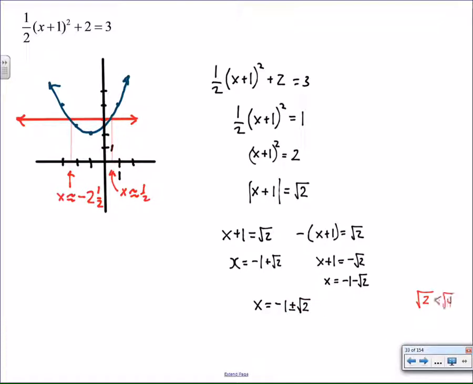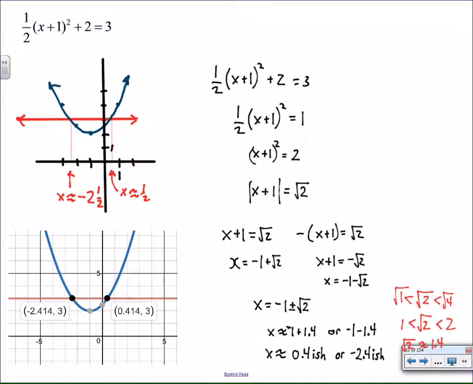Now this is one that you should probably know. The square root of 2 is approximately 1.4. I know it's going to be between 1 and 2, that should be obvious, but the square root of 2 is such a common number that it's worth knowing it's around 1.4. So I could take -1 and add 1.4, or take -1 and subtract 1.4. So that gives us the following.